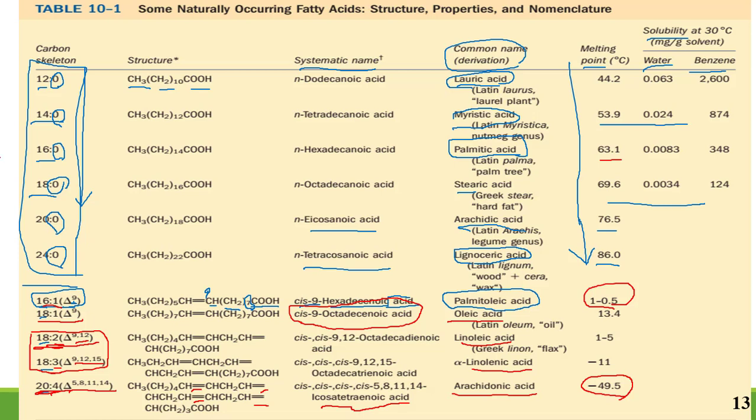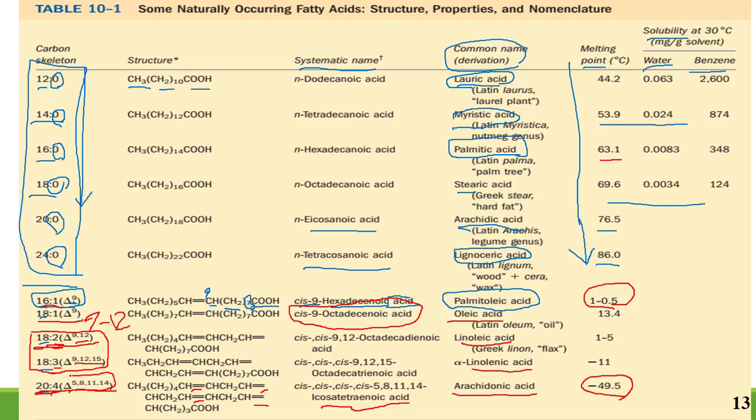Also, to memorize the numbering of the position of double bonds, you can memorize that after each carbon with a double bond we have 3 other carbons. Between 9 and 12, 3 carbons, 9, 12, 15, 5, 8, 11 and 14.